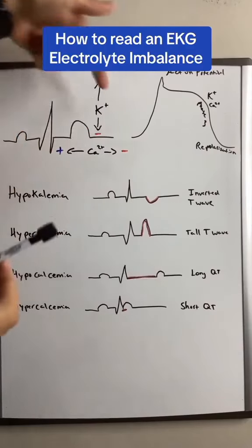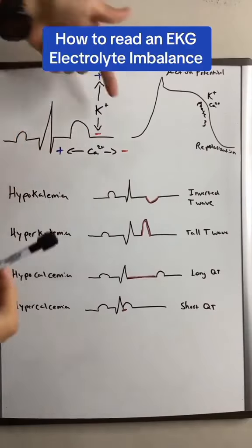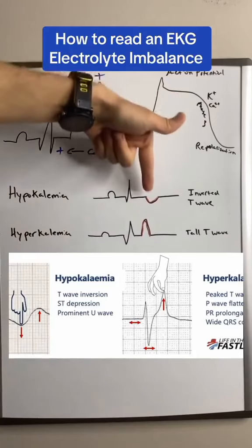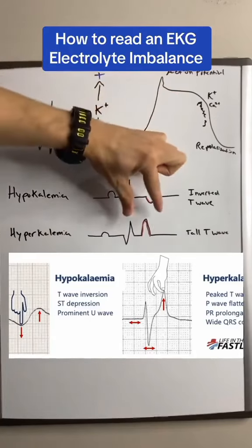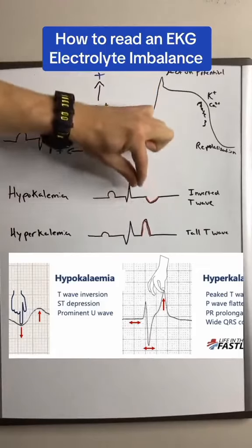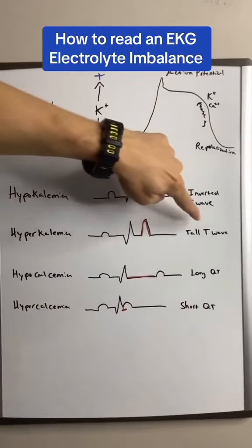Some people call this the push-pull method, meaning as your potassium levels go down, like in hypokalemia, it pushes that T wave down as well. And in hyperkalemia, as your levels elevate, so does your T wave. It pulls your T wave up, giving you taller peaked T waves.